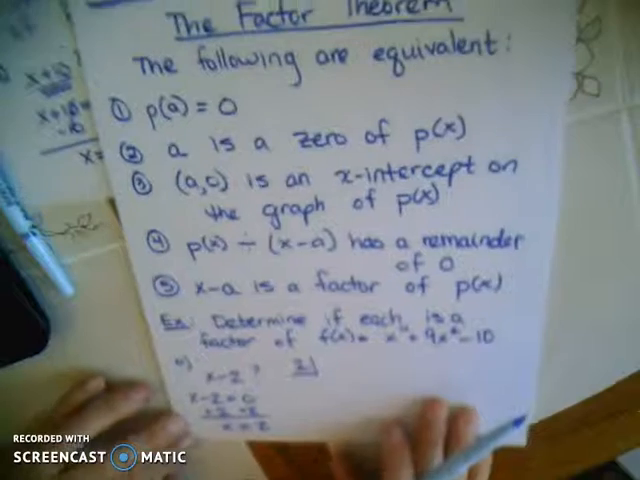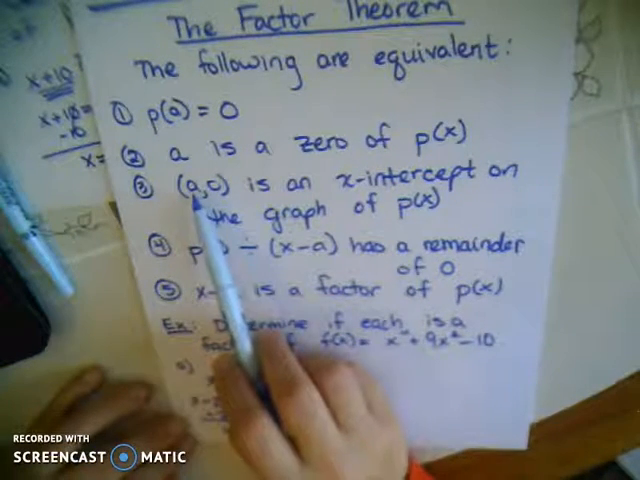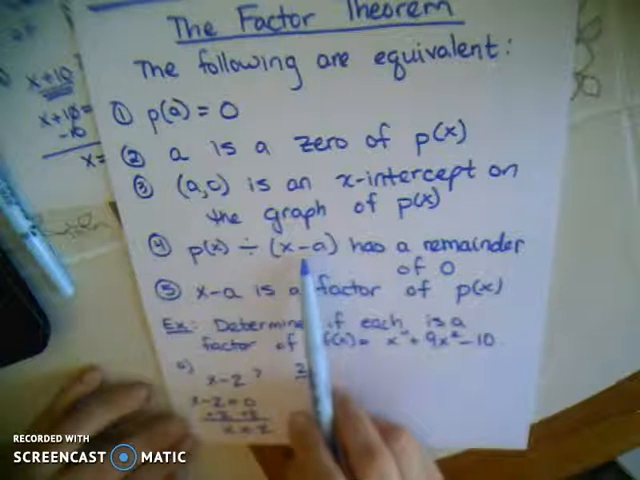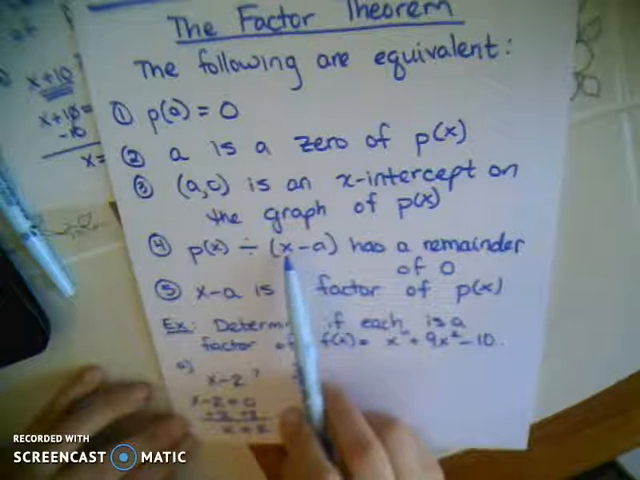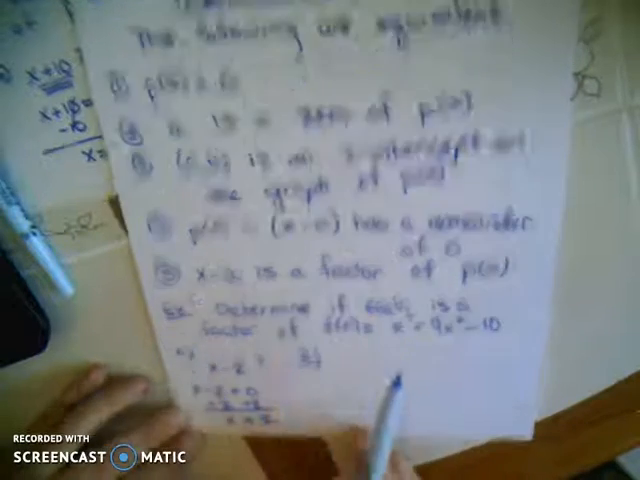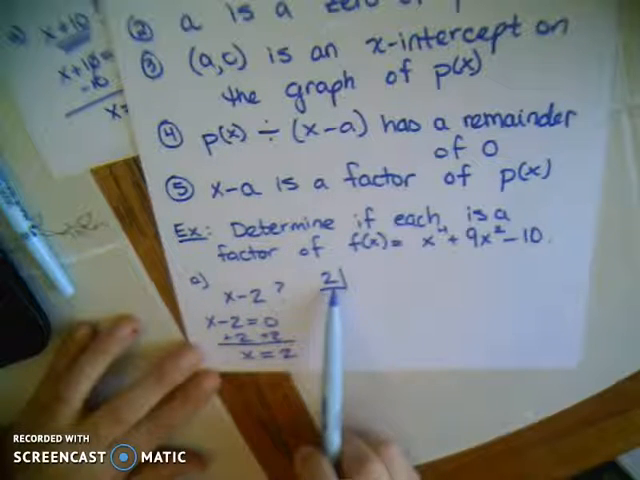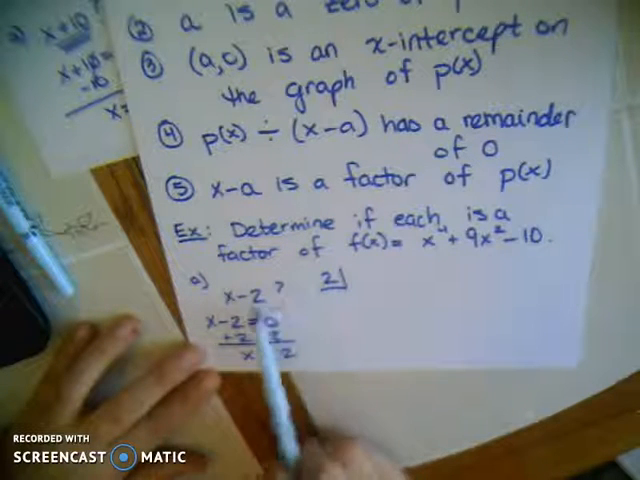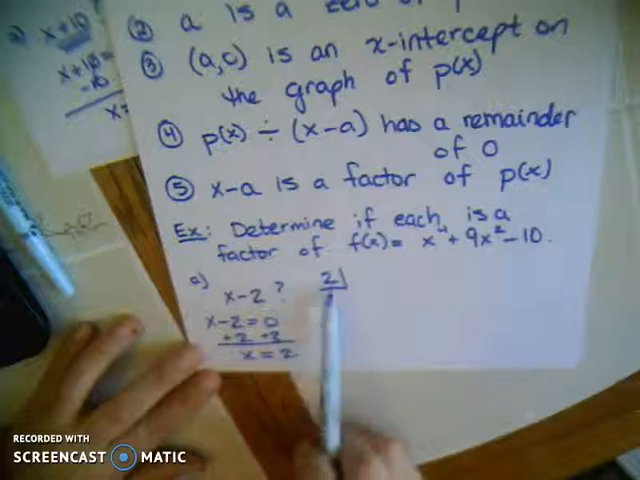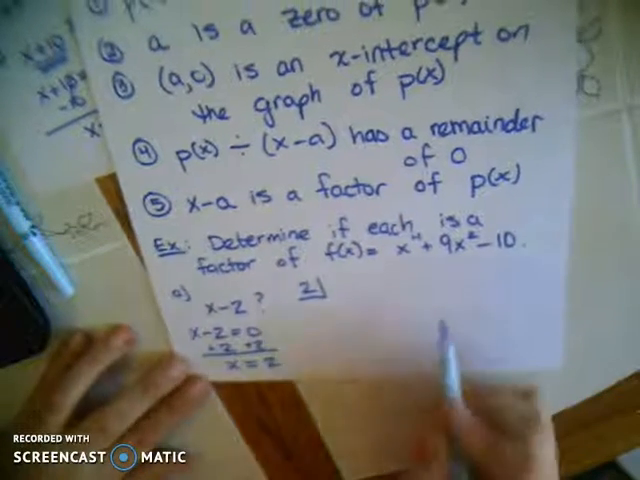And notice up here in our rules, A is positive, A is positive, A is positive. But as soon as we start writing it in a factor, it's x minus A. So when you see it written in a factor and you want to pull it out to use it, you change the sign. So if it's x minus 2 in the factor, it's going to be positive 2 that we use in our synthetic division.